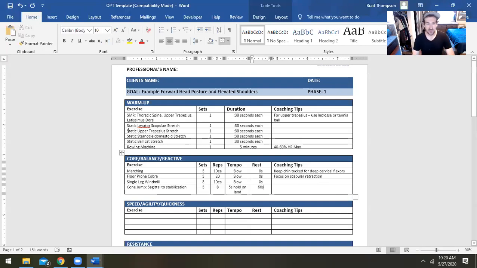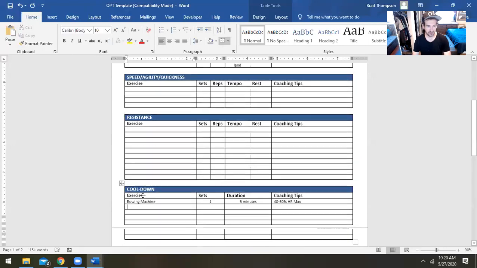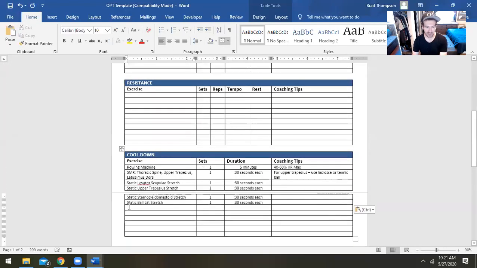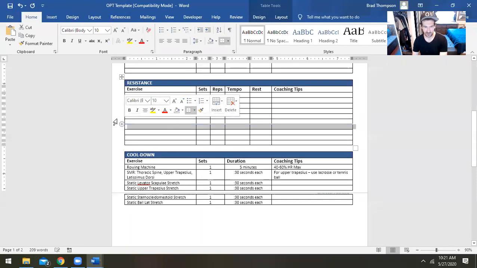There we go. And then we will copy this onto our cooldown. And that's not too bad of an example. Do you guys have any questions about why we picked what we picked? Questions or comments?